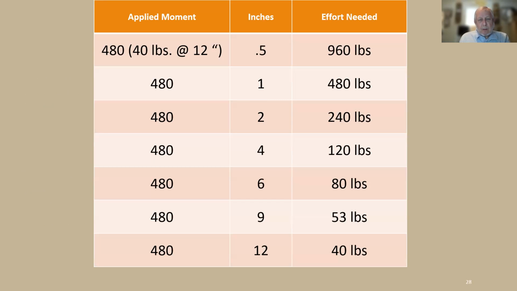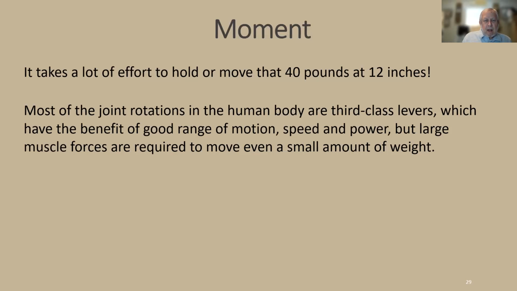Now, if the muscle was 2 inches away from the elbow, which may be even more accurate, it's 240 pounds, but it's still quite a bit. It takes a lot of effort to hold or move that 40 pounds 12 inches. Most of the joint rotations in the human body are third-class levers, which have the benefit of good range of motion, speed, and power, but large muscle forces are required to move even a small amount of weight.